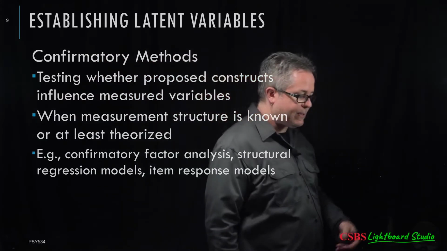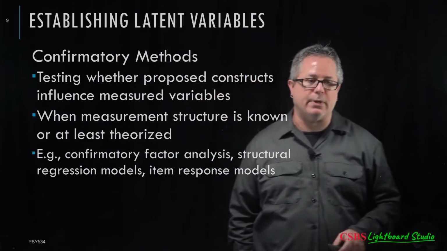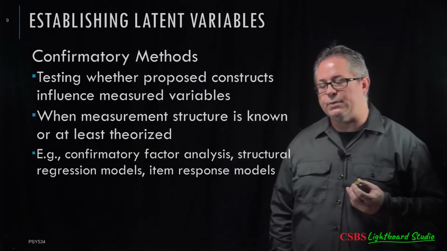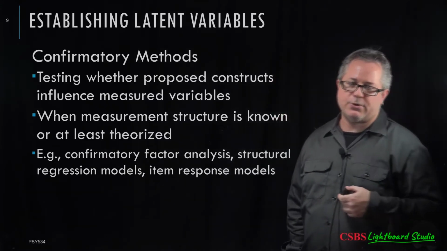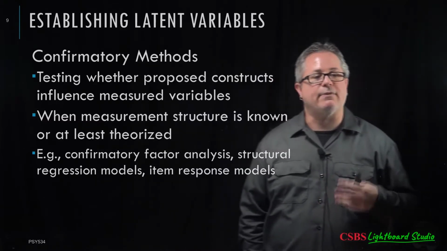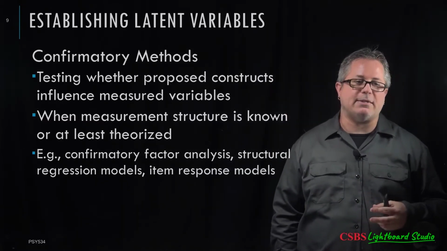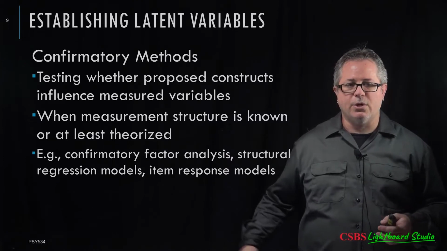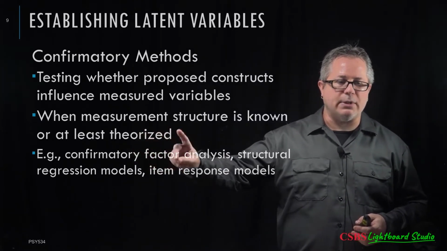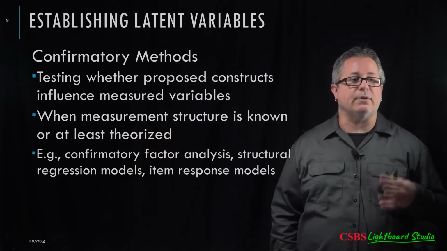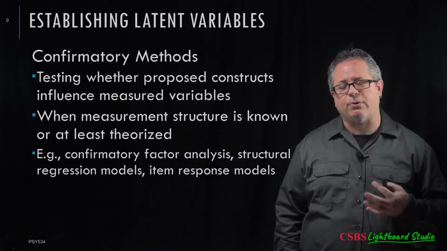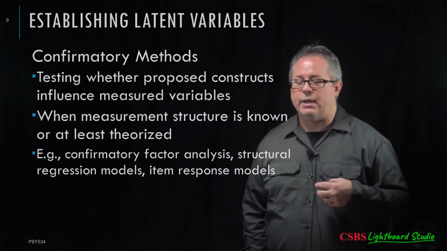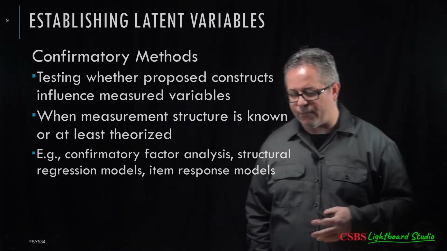The flip side of the exploratory stuff is confirmatory models or confirmatory methods, which is what we're going to talk about in here. With confirmatory methods, we're going to test whether proposed constructs influence measured variables. So proposed means I have to have some idea of how they go together, right? I have to have a theory or hypothesis about how items go together on factors. When the measurement structure is known or at least theorized, so we're going to talk about this more in a second, but the measurement component of a model is the factor analytic part. So we actually have to know what the measurement component looks like. So this is confirmatory factor analysis. This is also in structural regression models. And item response models are typically thought of as a confirmatory method. Okay.